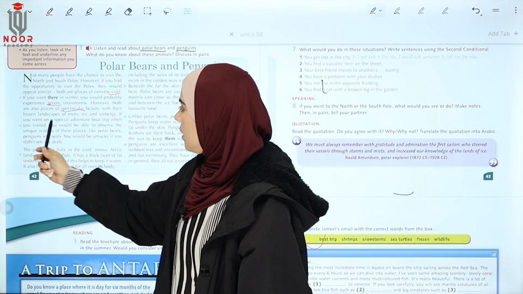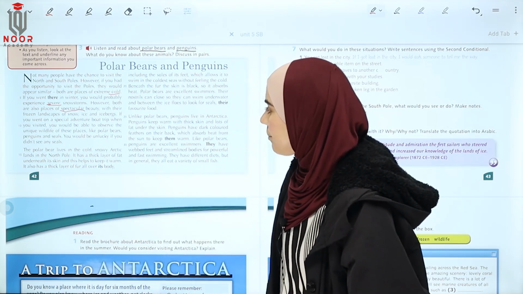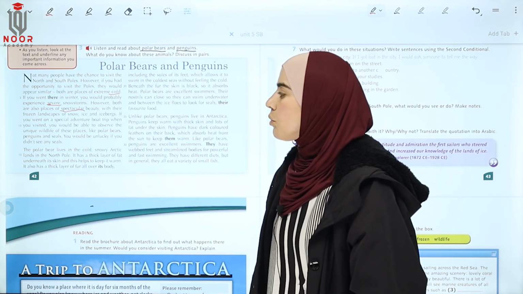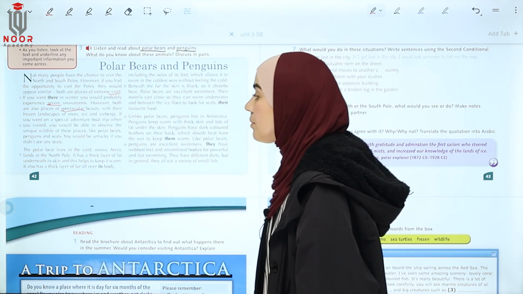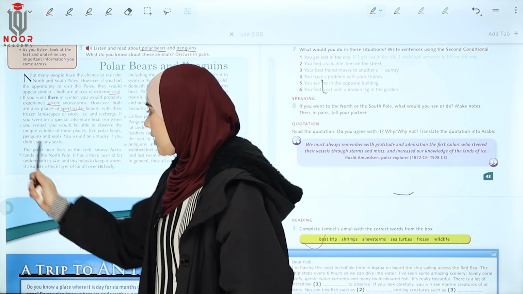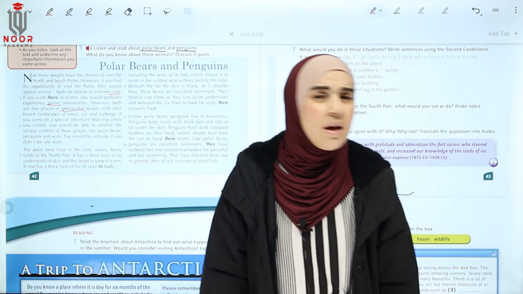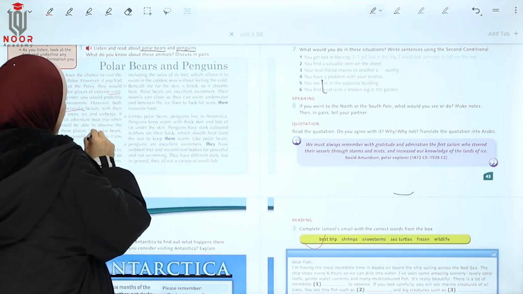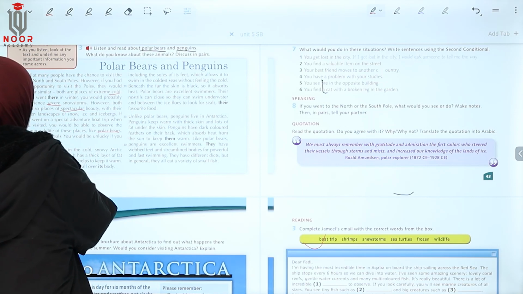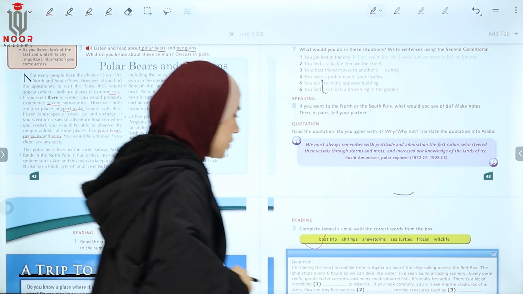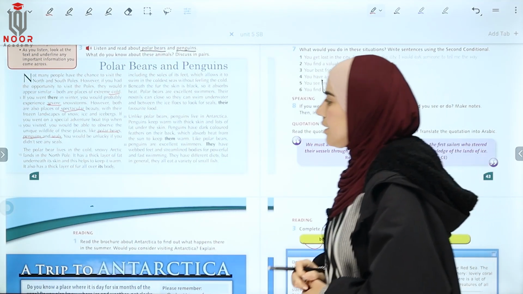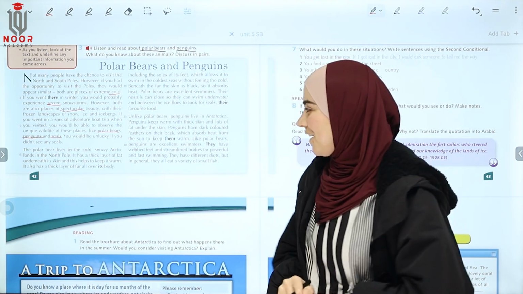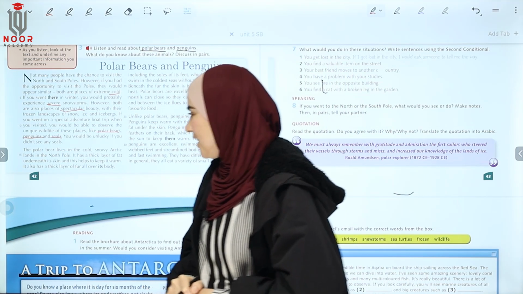If you went on special adventure boat trip, when you visited, you would be able to observe the unique wildlife of these places, like polar bears, penguins, and seals. رح نلاقي شو؟ رح نلاقي 3 أنواع من الحيوانات اللي هم البولار بيرز، البنجوينز and seals. You would be unlucky if you didn't see any seals.